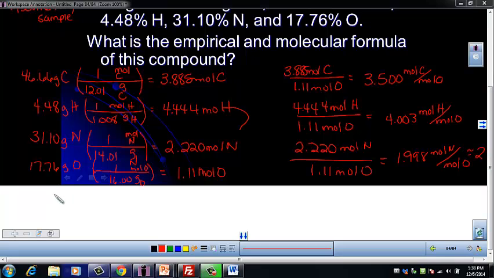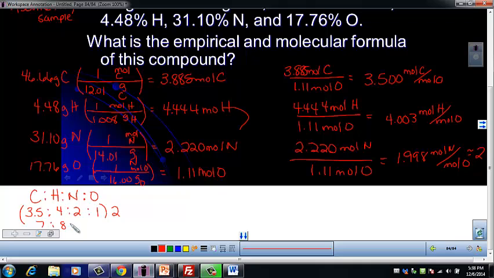All right, so we've done our divide by small. Now we need to multiply till whole. So let's set up our ratio: carbon to hydrogen to nitrogen to oxygen, and our ratio is 3.5 to 4 to 2 to 1. And you can see that we've got a decimal there. It's 3.5, so we need to multiply those by 2 to get our empirical formula. So 7 to 8 to 4 to 2. Make sure you multiply each of those numbers to get the correct formula.